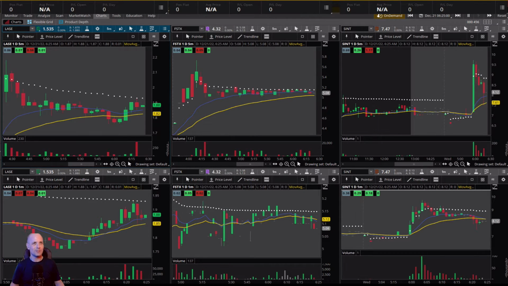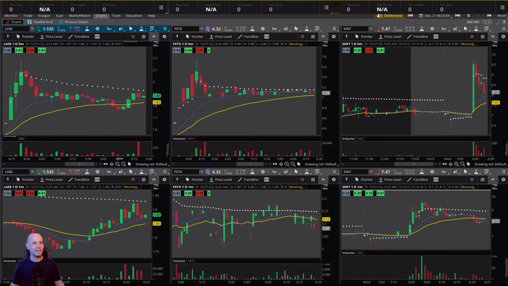We have 5 minutes to go until the market opens. And I pulled these stocks off of a gap scan called Trade Ideas. These were the stocks gapping up in the morning. So the first one is LASE.